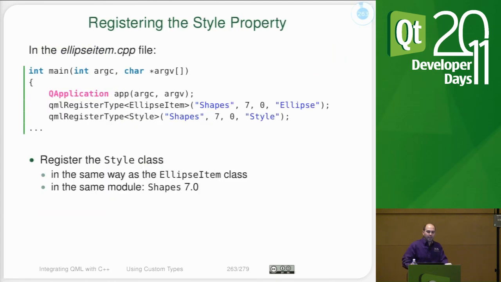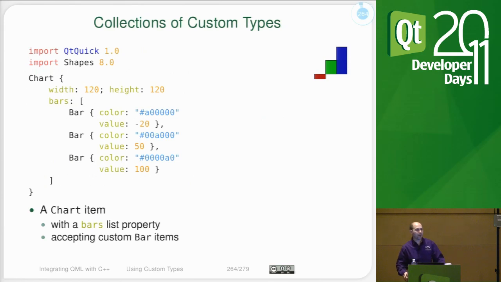So another question is, okay, maybe I want to have a property that is actually a list. Just like we had an array of styles and an array of transitions. Maybe I want to have a chart object, and that chart object has a list of bars. So how would we do this from C++?